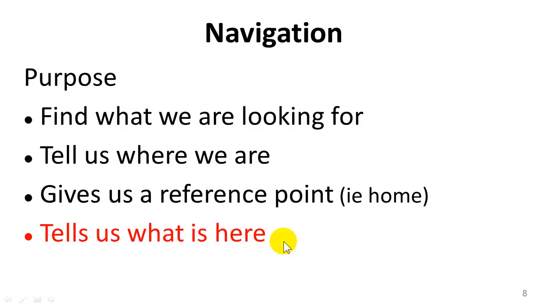So to develop good user-centered navigation, we need to allow the user to find what they're looking for. It also needs to tell us where we are in the overall scheme of things. It should also give us a reference point. For example, at least we should know where home is. And it should tell us what is here. And this is more content based. You should structure your content, your phrasing, so that when the user is in a certain place, they have a general awareness of what is there.